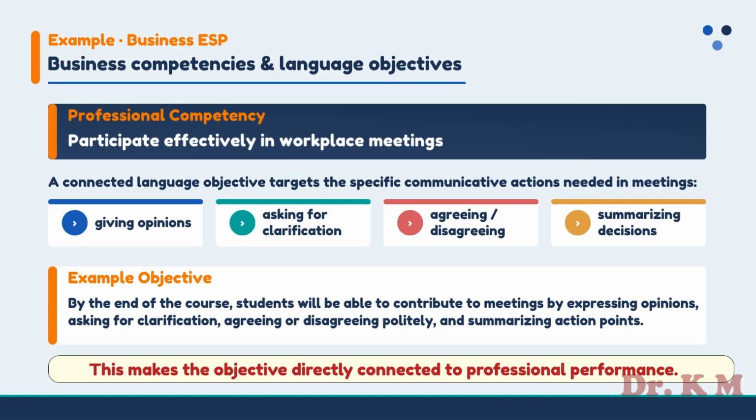For example, by the end of the course, students will be able to contribute to meetings by expressing opinions, asking for clarification, agreeing or disagreeing politely, and summarizing action points. This makes the objective directly connected to professional performance.